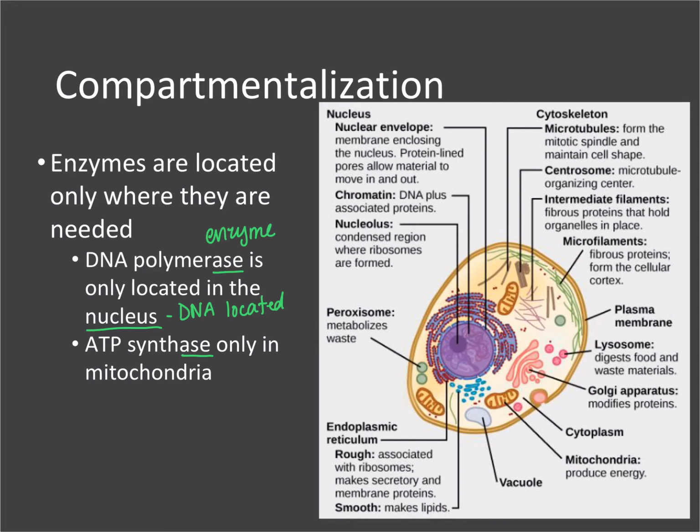Now, you would not find ATP synthase in the nucleus, and you would not find DNA polymerase in the mitochondria because the other materials needed for those processes are not located in those other organelles. Each organelle is highly specialized as to what it does.